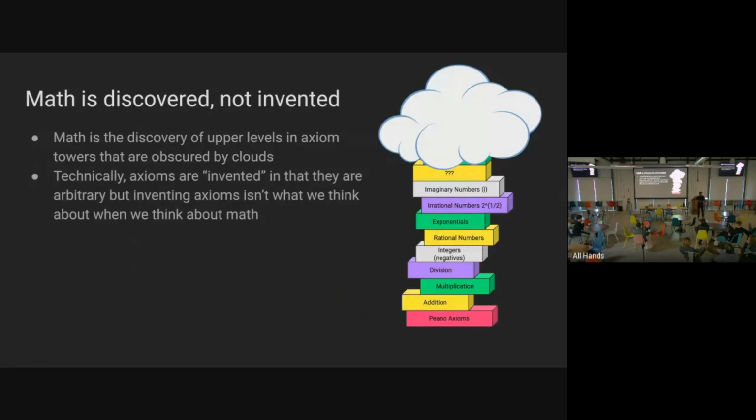Here's an interesting philosophical claim. I think that math is actually discovered and not invented. The analogy that I have is a visualization of this Axiom Tower, where the top levels of the tower are obscured. It's not exactly clear what they should be. And what you're doing as a mathematician is discovering the consequences of having initial axioms. Sound good? Questions?